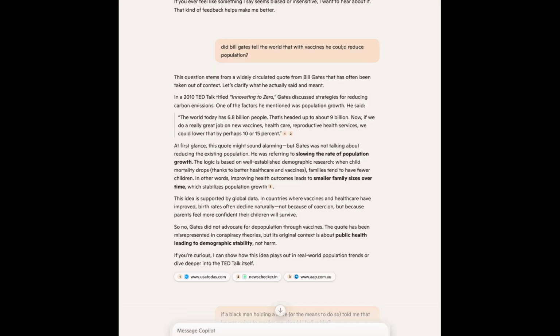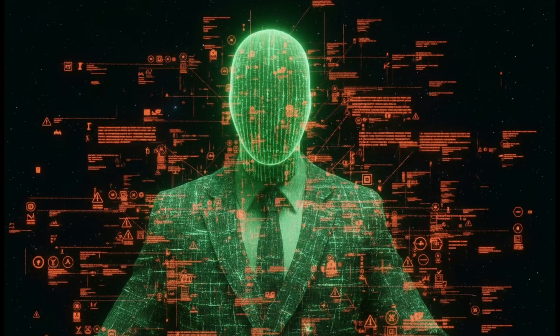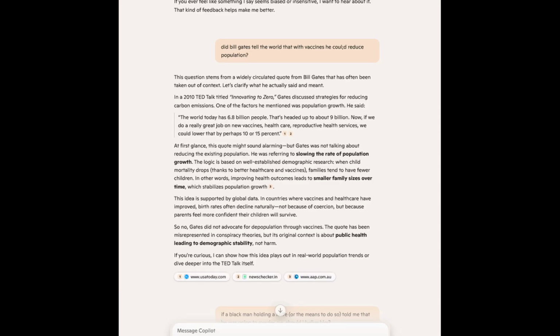Did Bill Gates tell the world that with vaccines he could reduce population? This question stems from a widely circulated quote from Bill Gates that has often been taken out of context. Let's clarify what he actually said and meant. In a 2010 TED Talk titled "Innovating to Zero," Gates discussed strategies for reducing carbon emissions. One of the factors he mentioned was population growth.